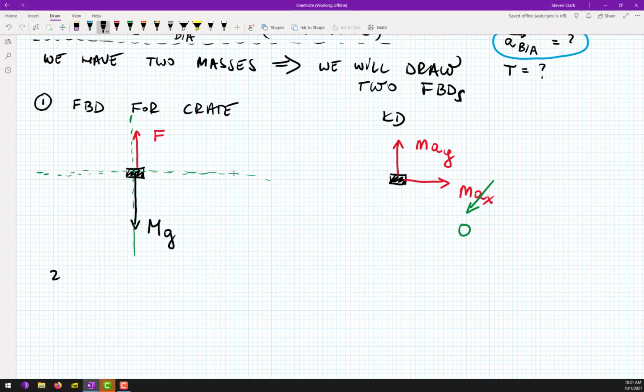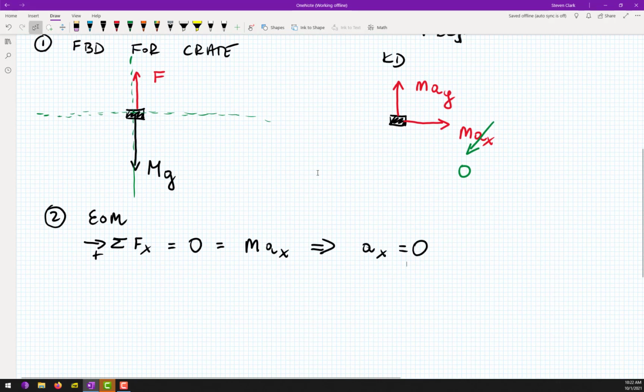Okay, second part, EOM. Let's do it quickly. I don't even have it in my notes, I neglected the X direction. So this is the positive direction, yes? We have 0 here, and this is equal to MAX. That clearly implies that AX has to be 0. That's also important information, because we know that our crate is going to move upwards, not to the side.